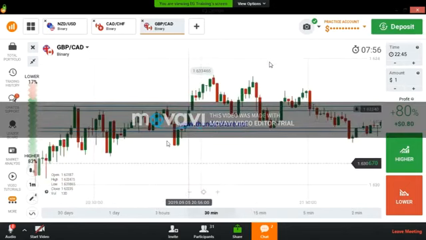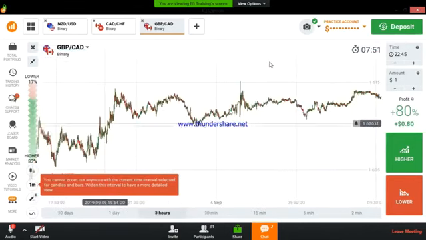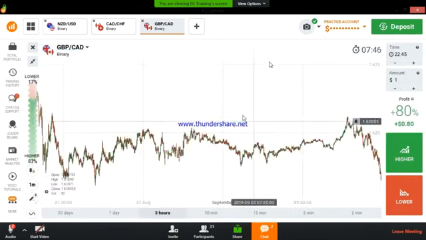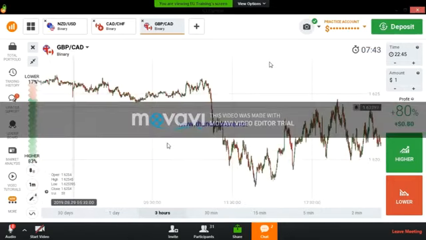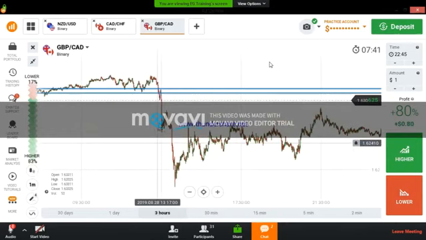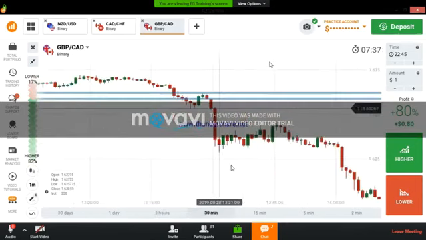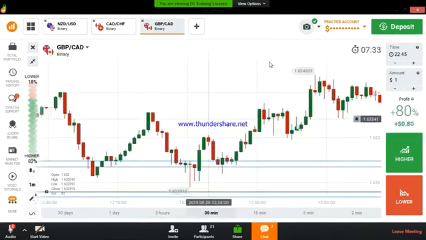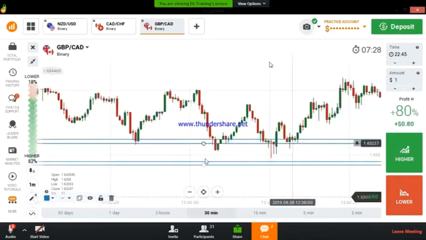So we need to check these levels in the past history too. If the levels work in the past history too, then we can trust. Or if it does not work, we can't trust. Here you can see it reversed near to this level, and here also there is a perfect reversal. Here also the market is respecting, a fake breakout here.